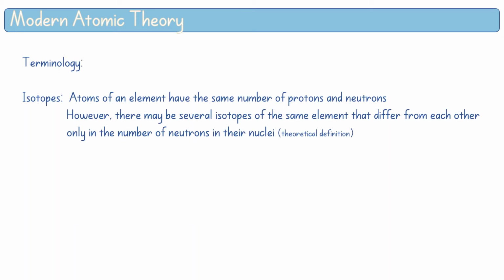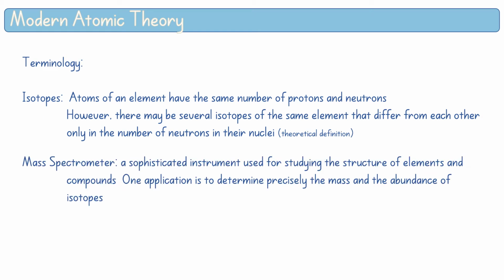Isotopes. In previous slides, we discovered that atoms of an element have the same number of protons. However, there may be several isotopes of that same element that differ from each other only in the number of neutrons in their nuclei. This is a theoretical definition.